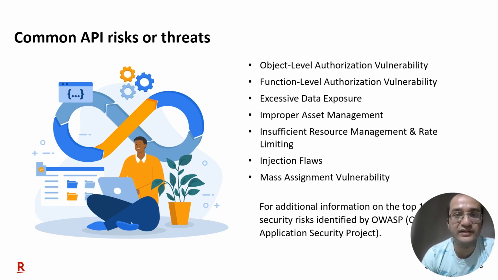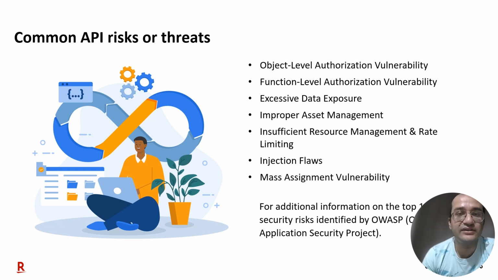Object-level authorization vulnerabilities can be particularly dangerous because they not only allow attackers to access sensitive data, but also perform actions on behalf of other users. Implementing proper access controls and validating request parameters can help mitigate such risks.